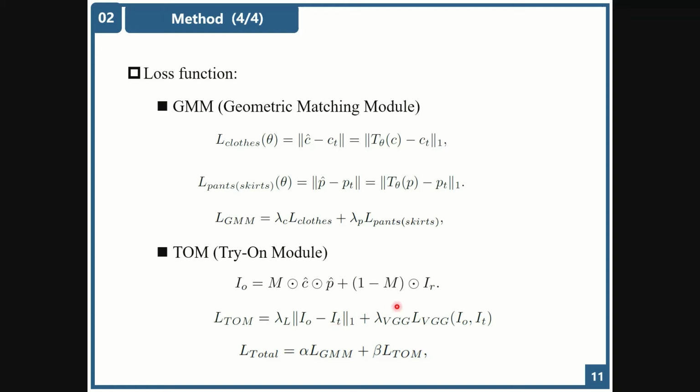In addition, to keep the texture of output images, we use the perceptual loss containing 5 layers of features from VGG19. Finally, the total loss is the sum of both GM and TOM loss.